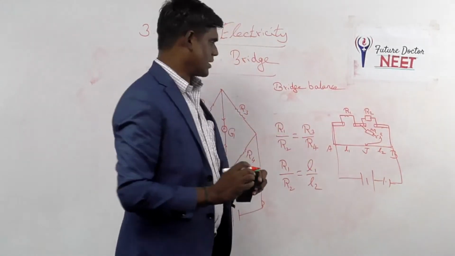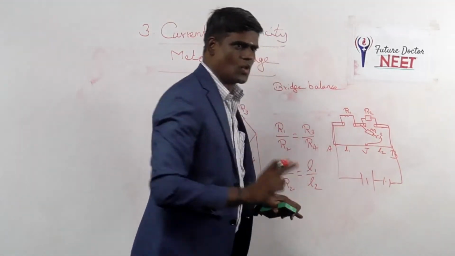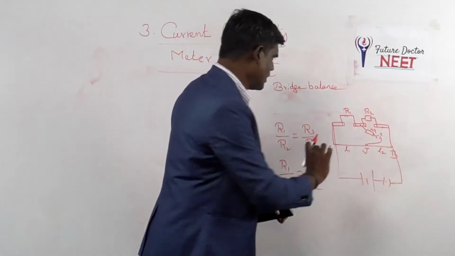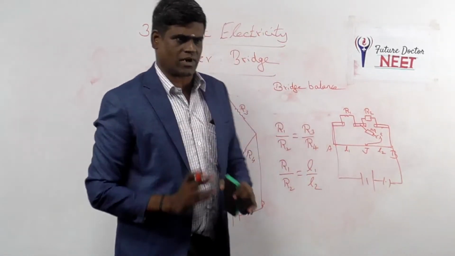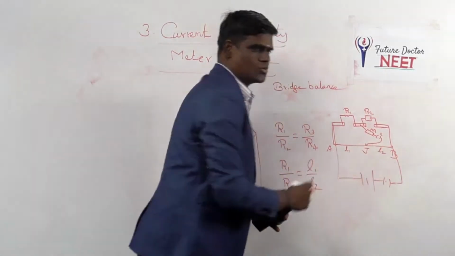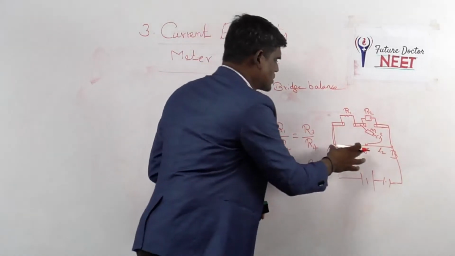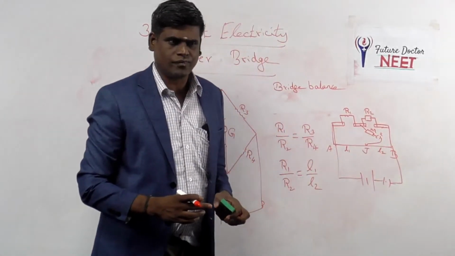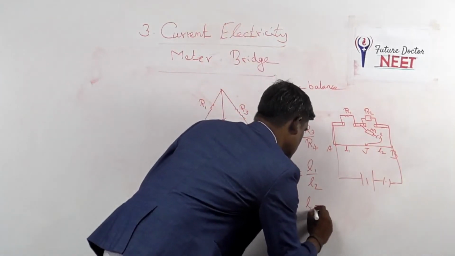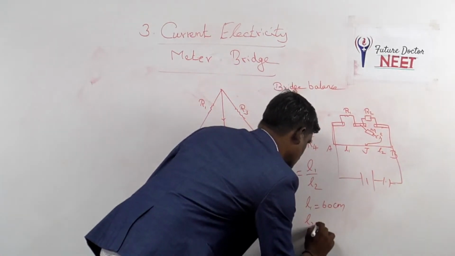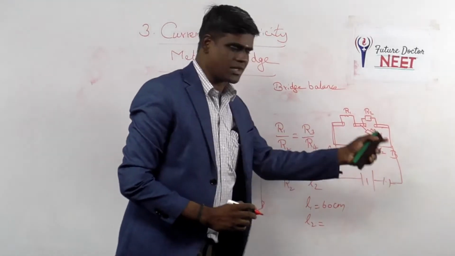Bridge in balanced condition. Then what do you want to do? Take the R2 value, 1 ohm. For the 1 ohm resistor, adjust the jockey such that the galvanometer shows 0 deflection, and note down L1 and L2. If you know L1, you can find L2 because it's a 1 meter wire. Suppose 60 centimeter is L1, then what about L2? It's a 1 meter wire.